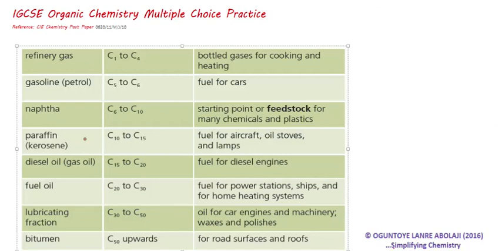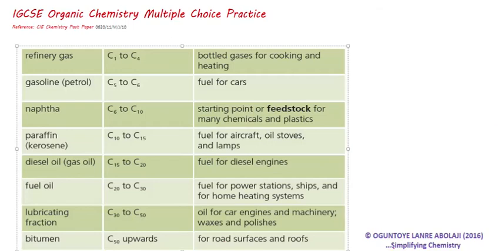They contain carbon and hydrogen only, except for cases where you have impurities like sulfur being part of the fuel. Bitumen is a hydrocarbon molecule, but it's not used as fuel. You could burn it, but it's not used as fuel. The lubricating fraction is not used as fuel either. They are oil for car engines and machinery, waxes and polishes. They're used for gears and for reducing friction. And of course, bitumen is used for road surfaces and for roofs.